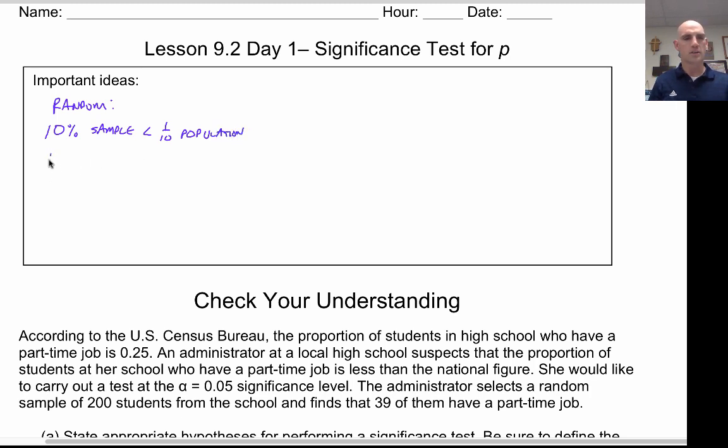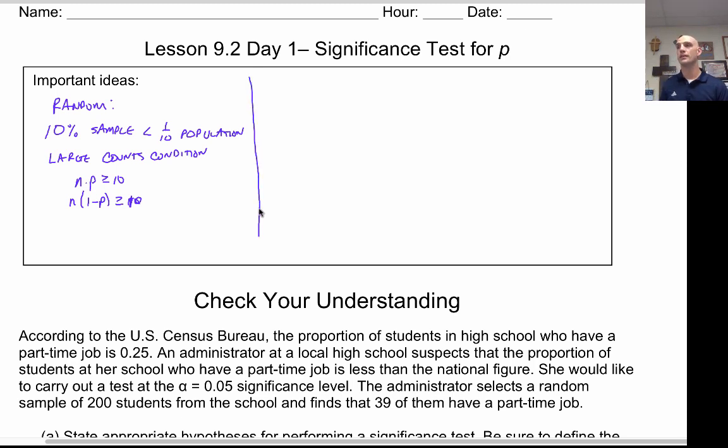And also we have to meet the large counts condition, which is n times p greater than or equal to 10, and n times 1 minus p is greater than or equal to 10. All right, so those are our preconditions. So you do a problem like this, you've got to test those conditions. We should see check, check, check. Yes, those three things happen.